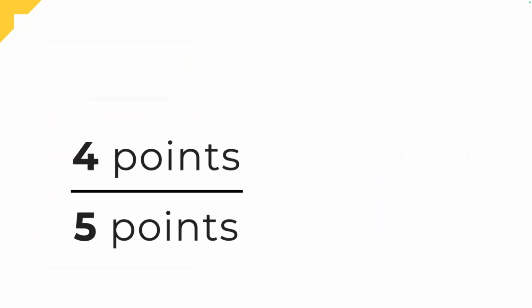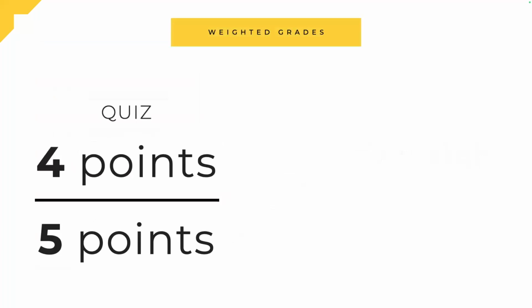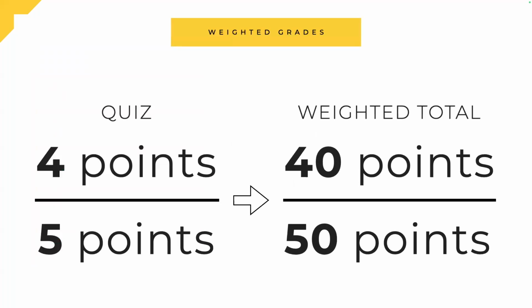So I might have earned 4 points out of 5 points on the quiz, but if my quizzes are 50% of my course grade, it's going to be treated as if it were 40 points out of 50 points in the course total. So it automatically scales to that. And that is regardless of how many points you have. I lovingly say that if you are weighting your grades, the points don't matter.